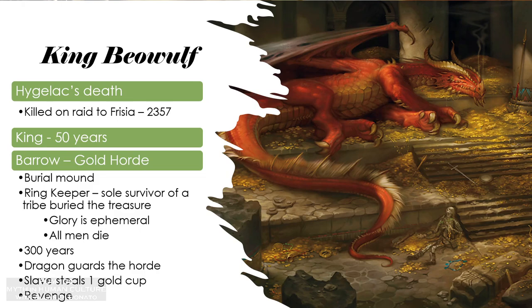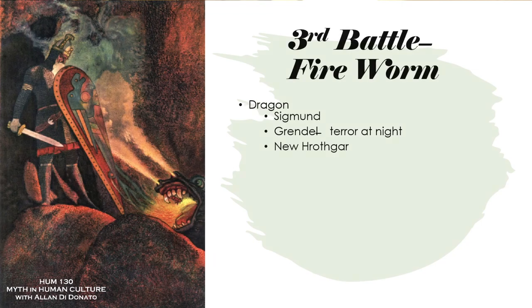He decides to steal this, thinking the dragon's not going to miss one little piece of gold, that he doesn't really know how careful dragons are in counting their goods. And the dragon notices, and the dragon wants vengeance. He comes out, and he's going to start to terrorize the Geats. And King Beowulf is now going to have to make a decision. What does he do? What does he do?